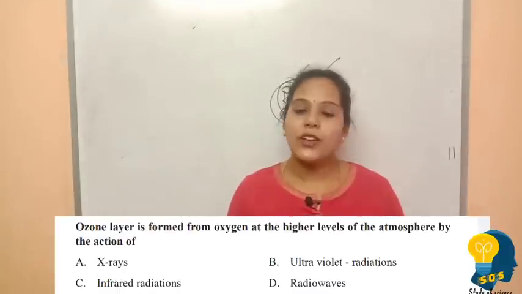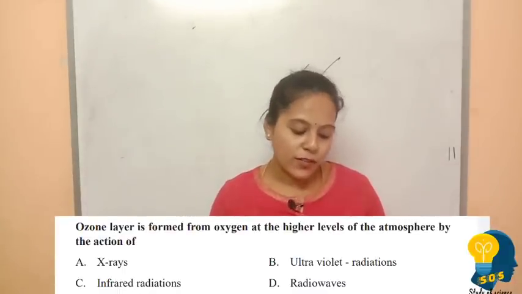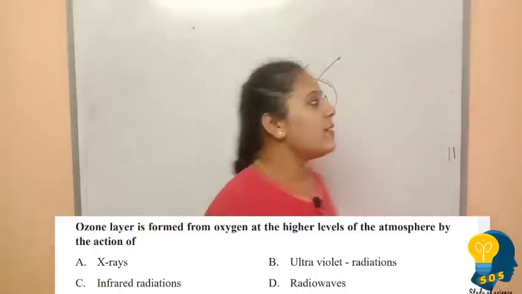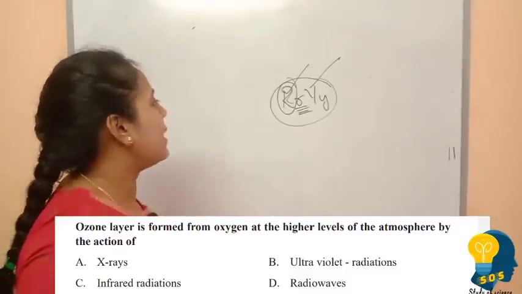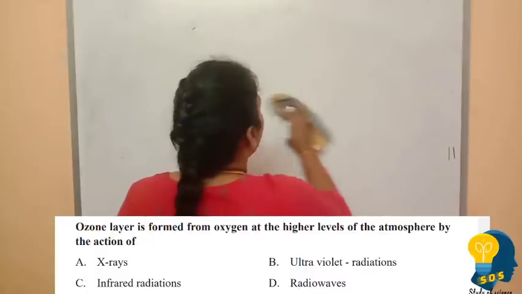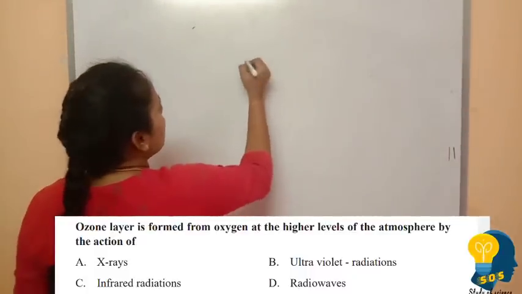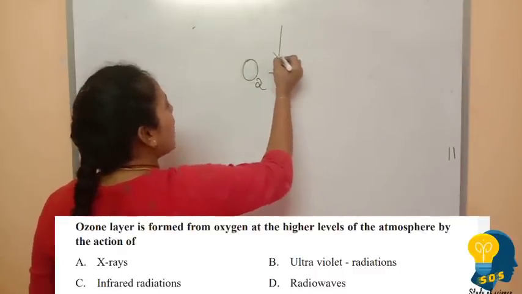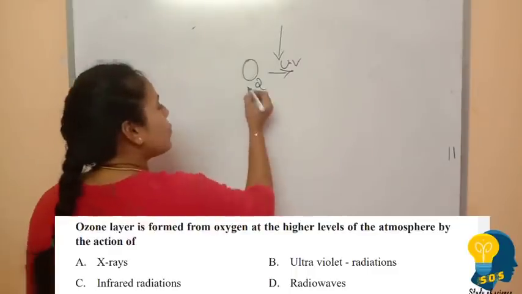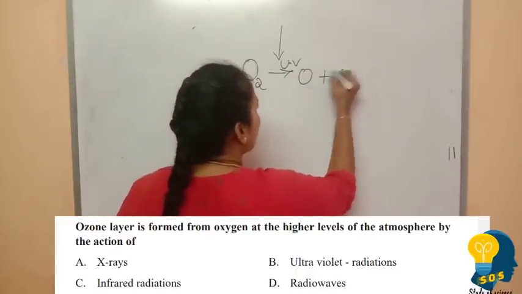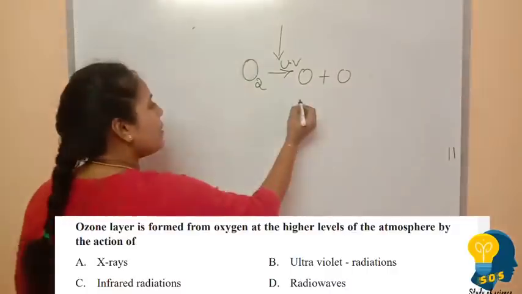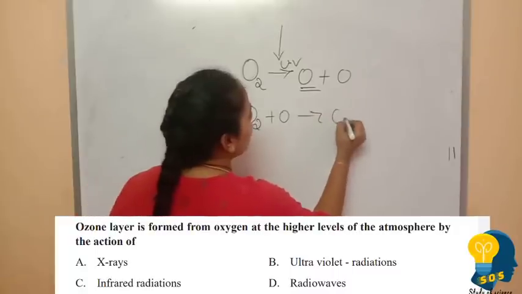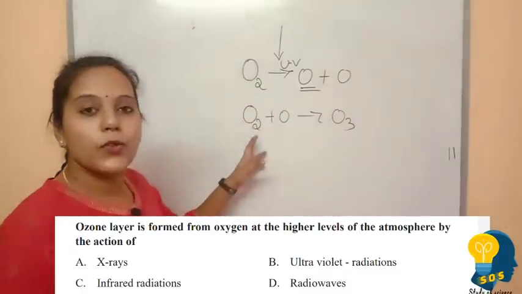Moving to 78th question, ozone layer is formed from oxygen at the higher levels of atmosphere by the action of. See, ozone is formed. How ozone is formed, I'll tell you. See, ozone is formed by splitting the oxygen molecule. See, there will be oxygen molecule in the atmosphere. When oxygen molecule come in contact with the ultraviolet radiations, so this oxygen molecule will split as free atoms of oxygen, that is O plus O. Again, when this free atom of oxygen combine with another oxygen molecule, we get O3, that is ozone. Okay, this is how the ozone layer is formed.